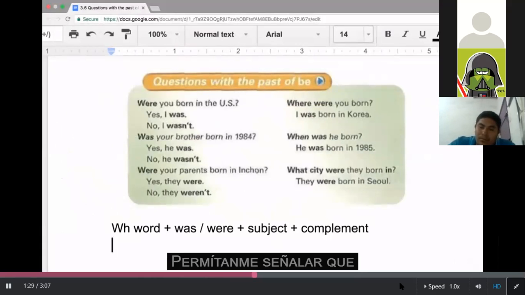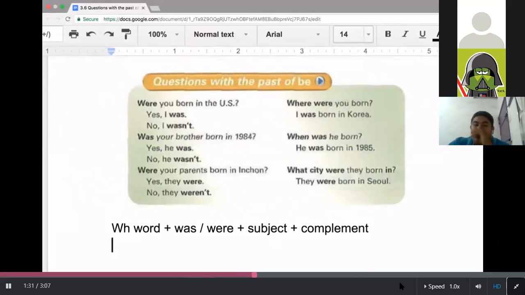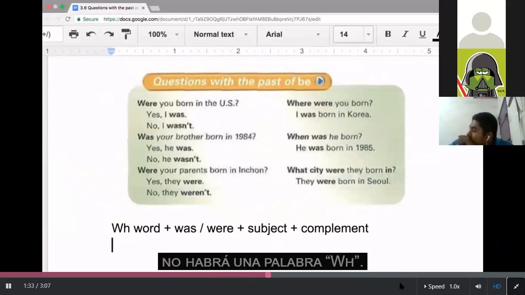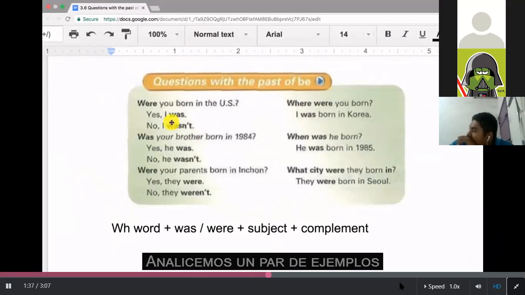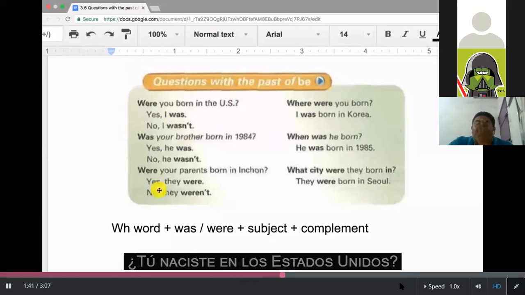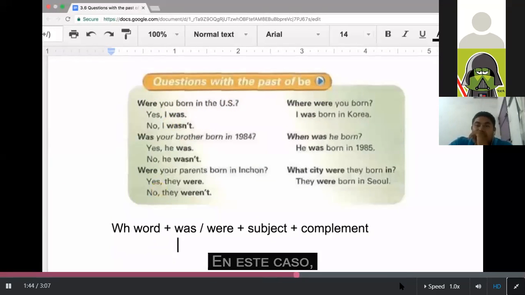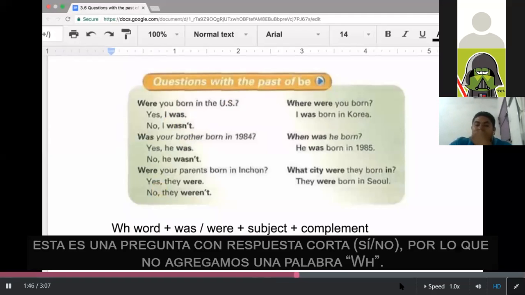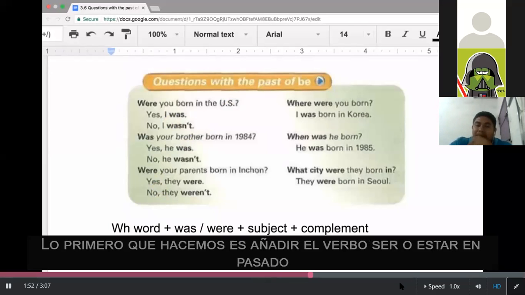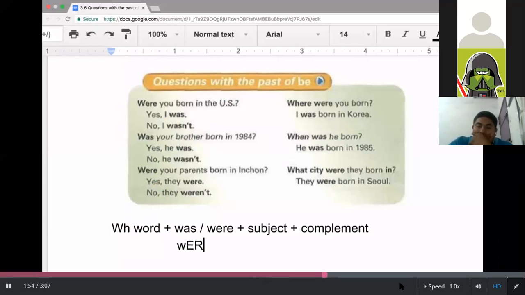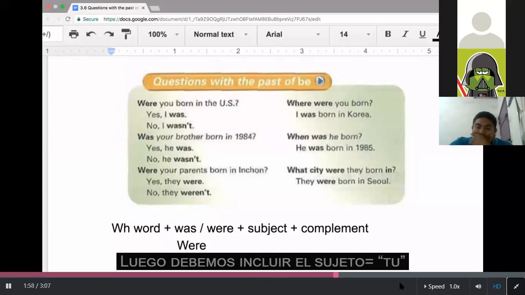Let me point out that whenever we make yes or no questions, there won't be a WH word. Let's analyze a couple of examples. Were you born in the US? In this case, this is a yes or no question, so we don't add a WH word. The first thing we do is add the verb to be in the past, were. Next, we need to include the subject, you.